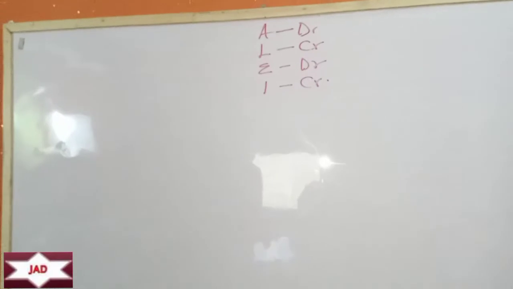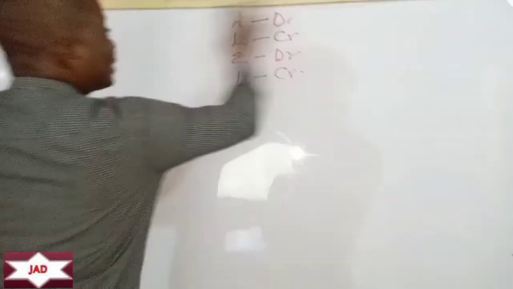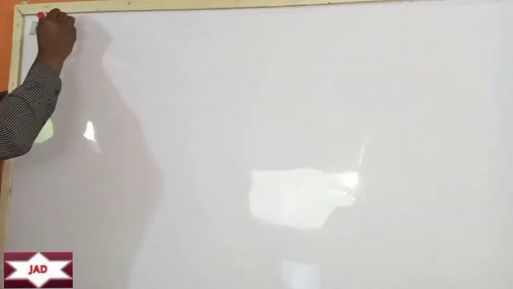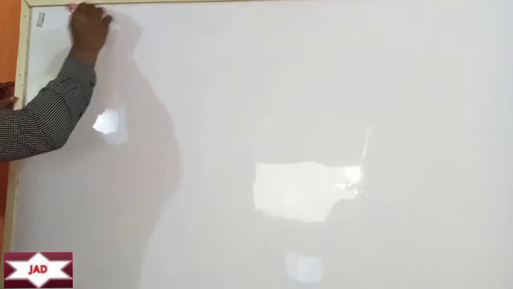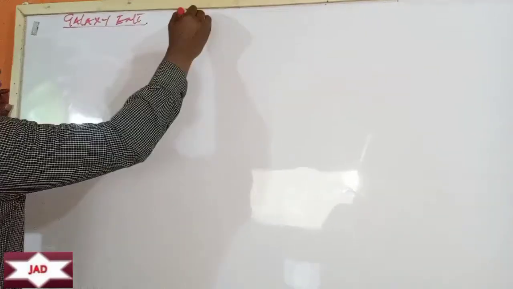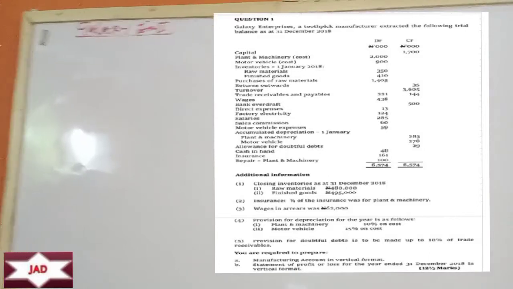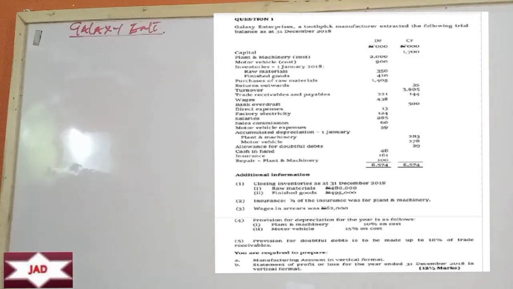So let's proceed now. We have Galaxy Enterprises. Let's shorten it. So the question is saying that we should prepare manufacturing accounts and then statement of profit or loss.